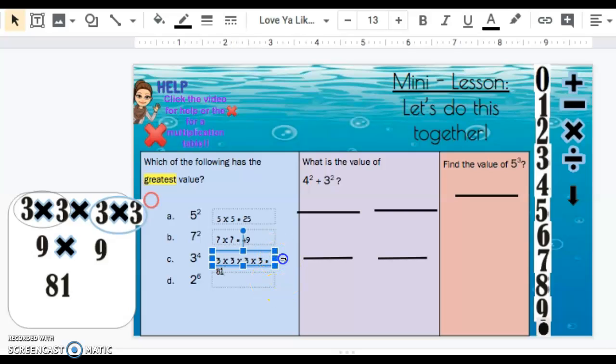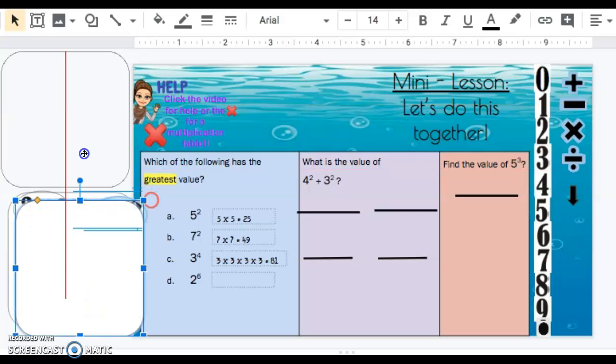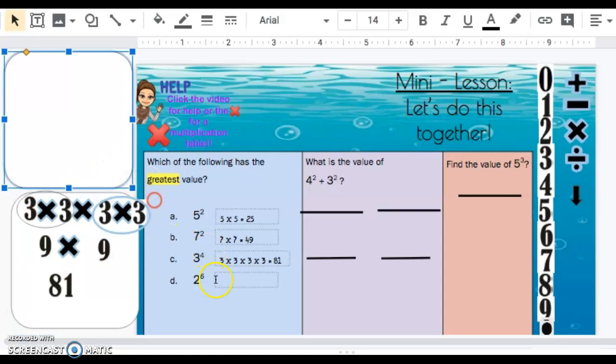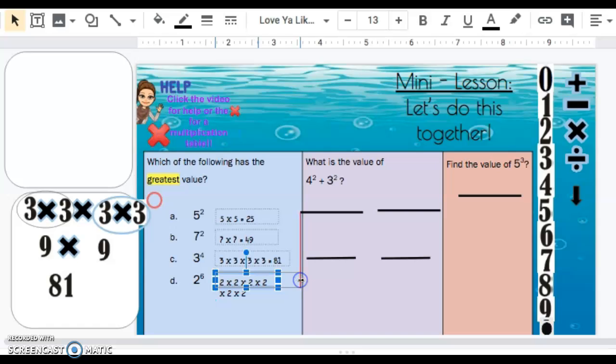And I'm going to make that chart bigger. 81. Okay. So then the next, I'm going to make another board, because we're going to have to do this one together too. You have 2 to the 6th power. So that means you have to do 2 times 2 times 2 times 2 times 2. So that's 4, that's another 4, 5, and that's 6. So there's our 2 times 2 times 2 times 2.